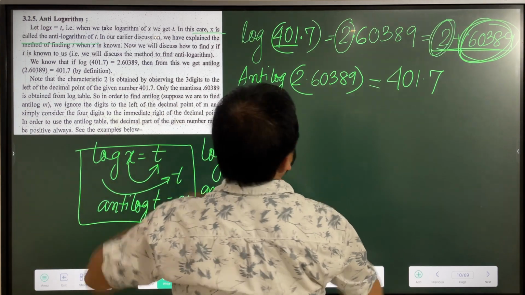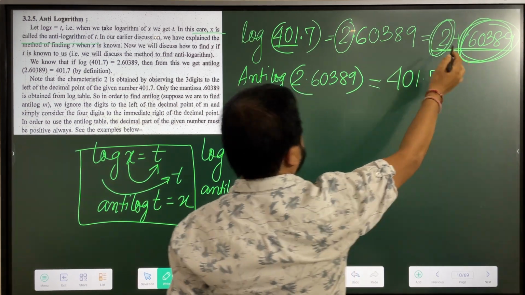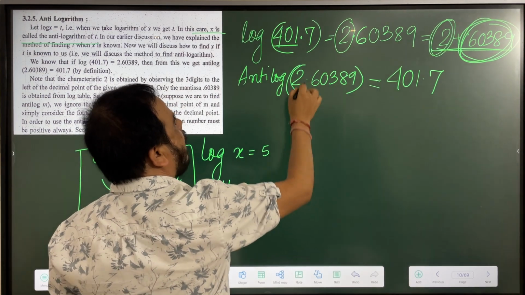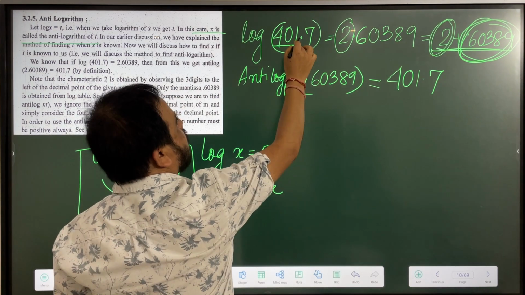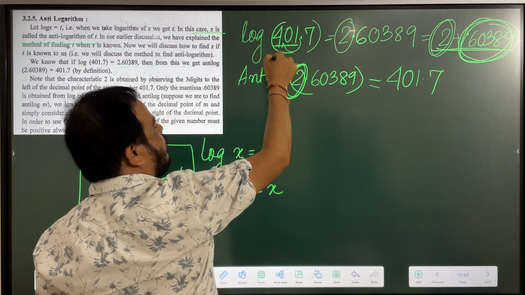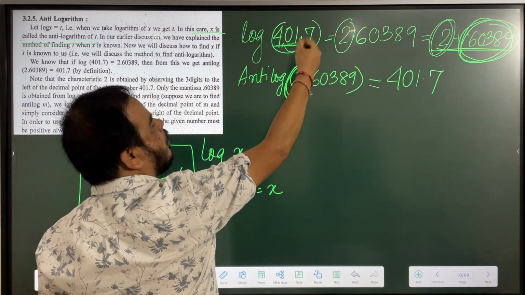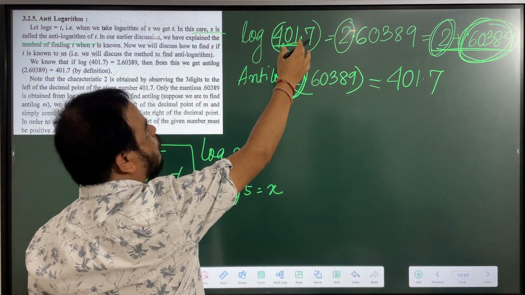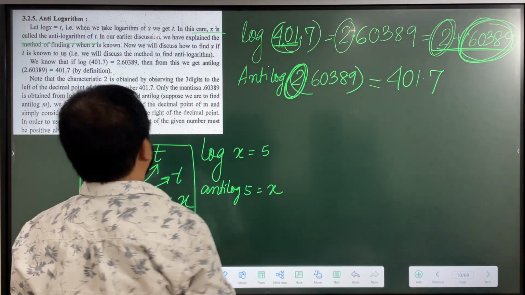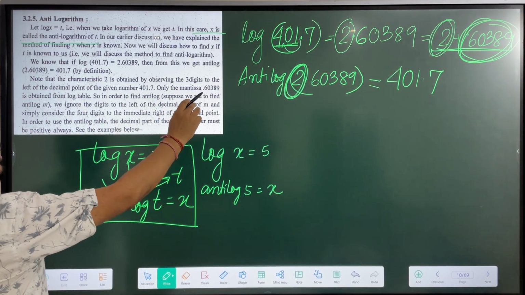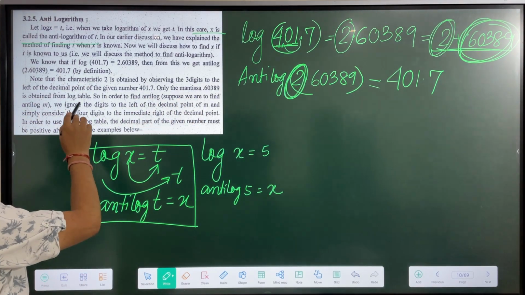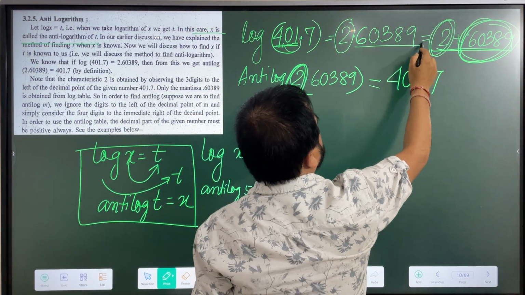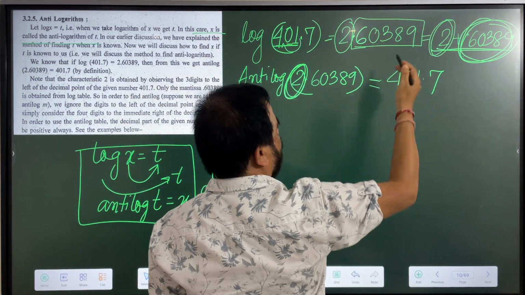So the mantissa is the main part here. For anti-log of 2.60389, we understand that this 2 is the characteristic, because the decimal moves 2 places to the left, so we get 10 to the power 2, as I explained in the previous video. That means 2 is the characteristic. Only the mantissa 0.60389 is obtained from the log table. Where did we get this 0.60389 from? From the log table, which we have already learned.